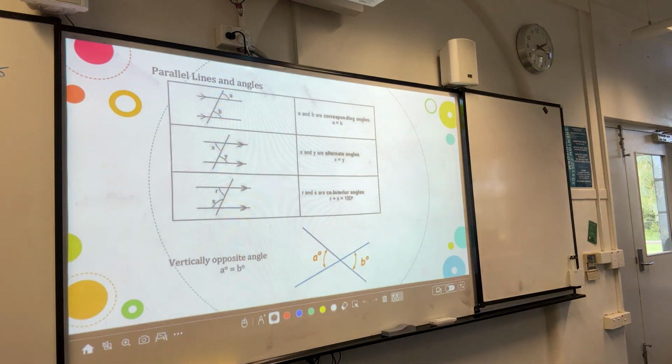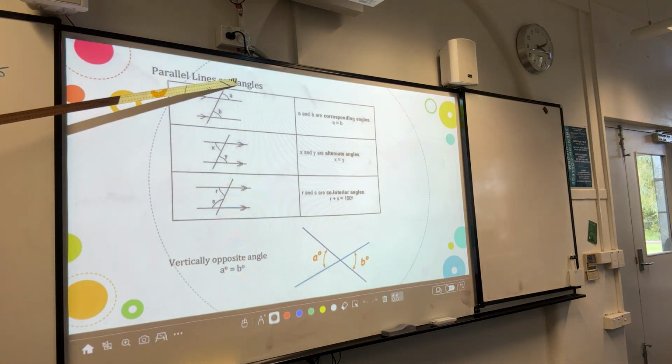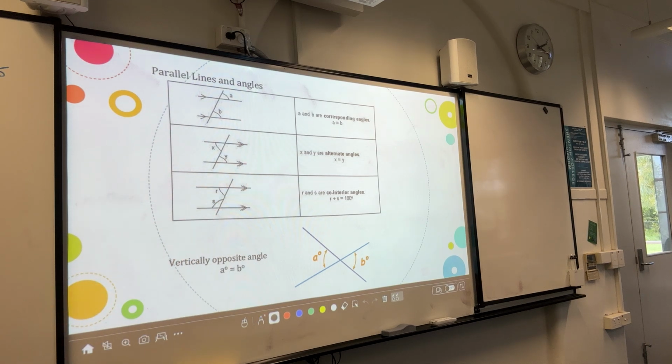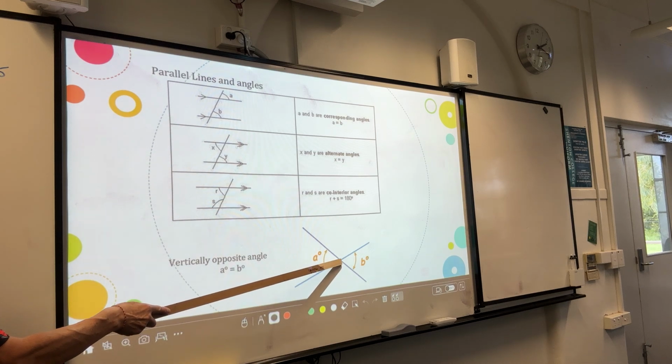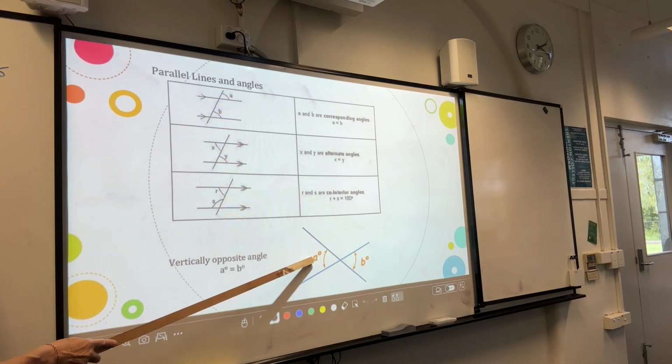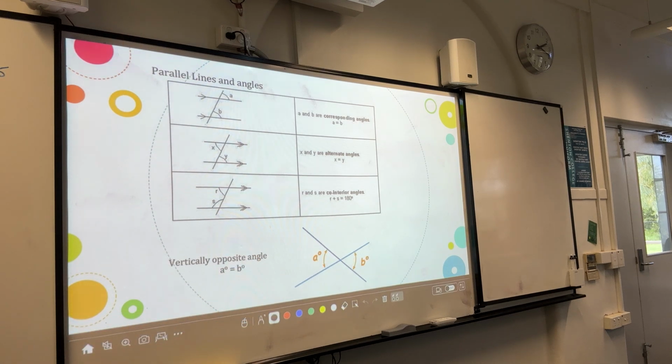I'm pretty sure you have used a lot of this in your triangle proof. Remember that? You would have used corresponding angles, alternate angles, and co-interior angles. And of course the vertically opposite angles. Vertically opposite angles just means that the two of these meet at the vertex at this point, that's all. It doesn't mean that it's vertical. Just remember that. So that angle is the same as that.